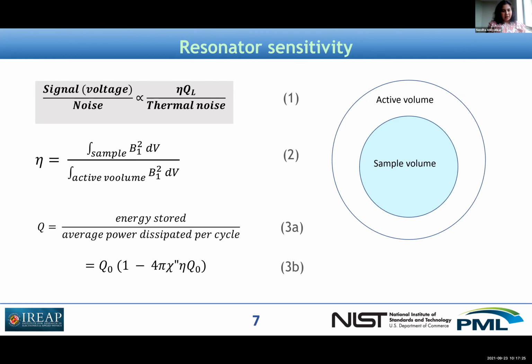There are also other avenues of energy dissipation, mostly dielectric, ohmic, and radiative losses. And those losses are what we're going to tackle in order to improve resonator sensitivity. But we can see that the resonator sensitivity can be qualified in terms of two parameters: the fill factor and the quality factor.